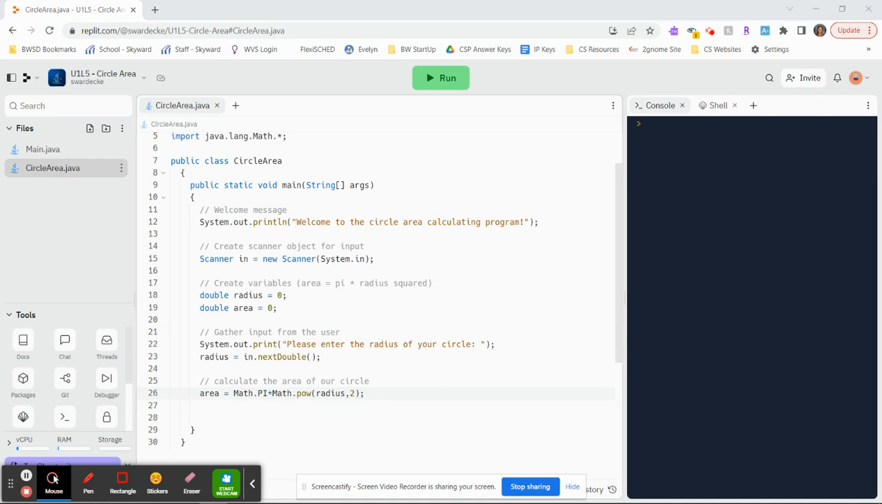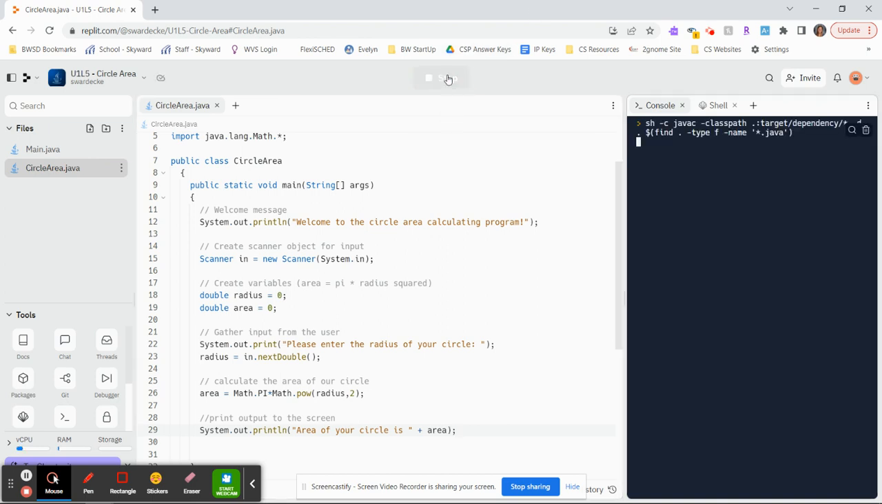So the last thing I need to do here is print this value to the screen. So we're going to print our output to the screen. So we have System.out.print. I'm going to do this on a new line. And I'm going to print, "Area of your circle is", and put a space there. And then I'm going to concatenate this together with the area variable. I'm going to smush those two together and print it to the screen.